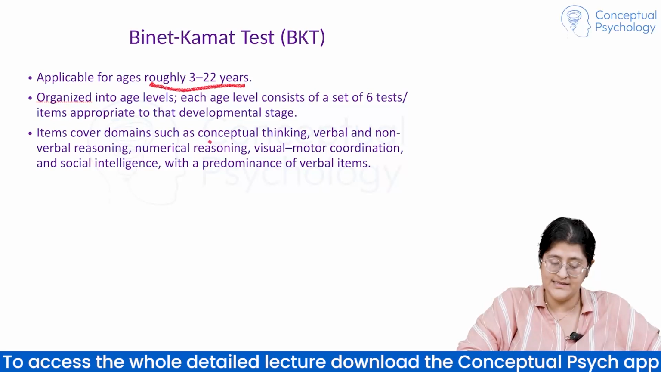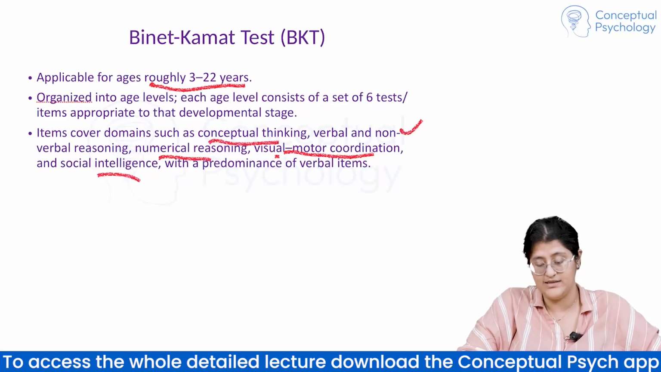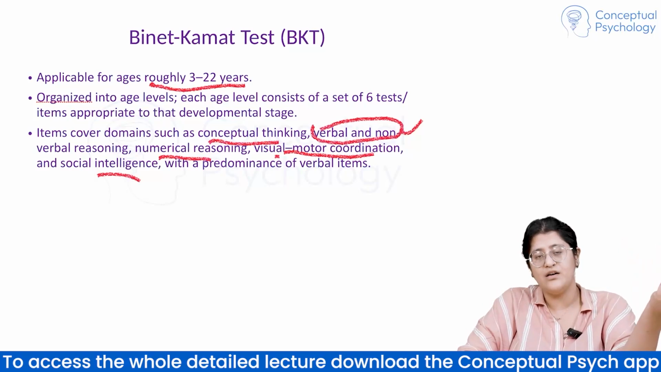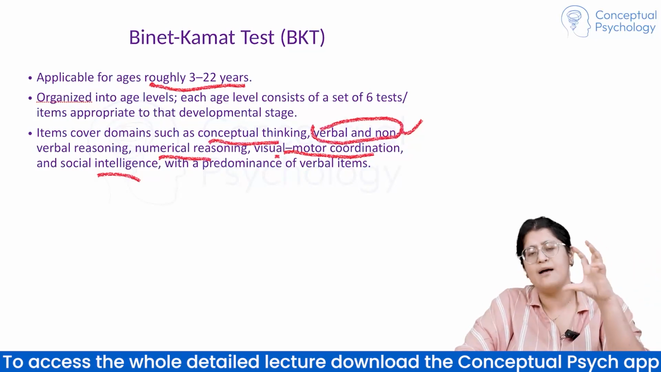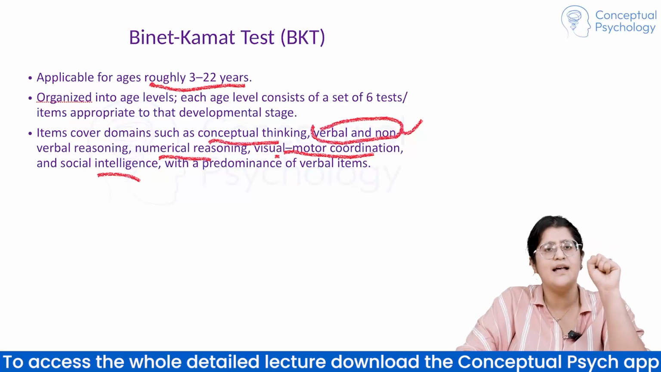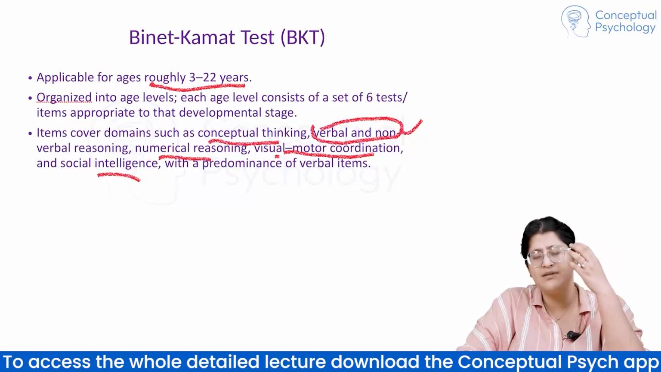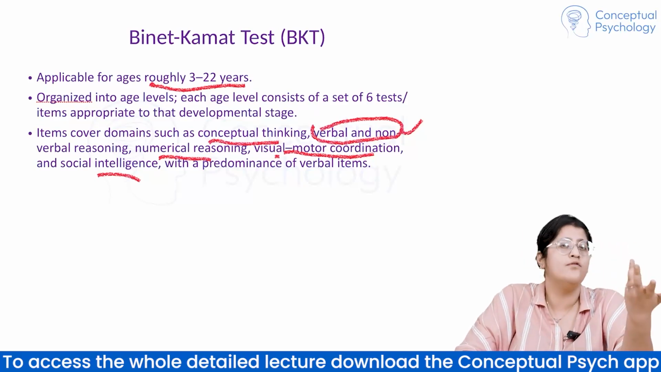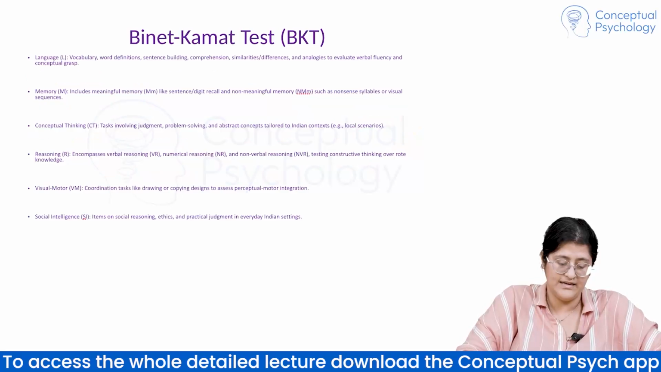It covers conceptual thinking, verbal, non-verbal reasoning, numerical reasoning, visual motor coordination, and social intelligence. When we say verbal, non-verbal, it is primarily verbal, but like we were discussing in the last slide, some subtests also assess non-verbal intelligence, right?